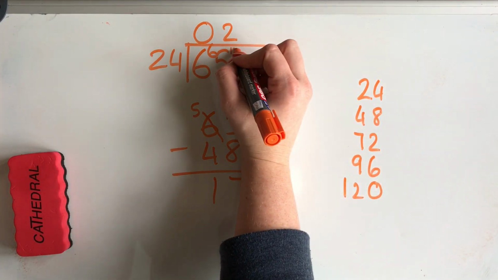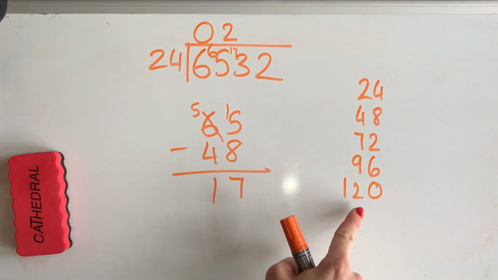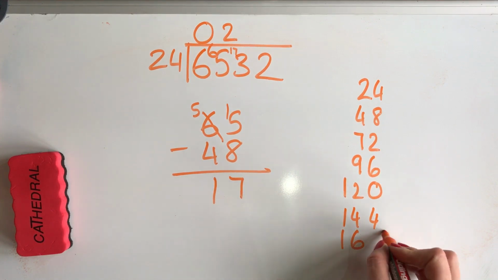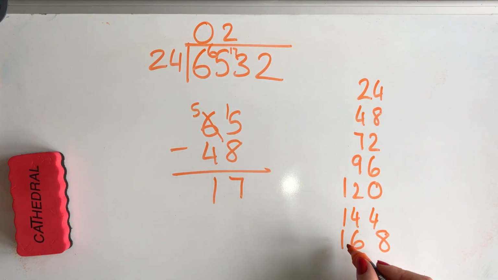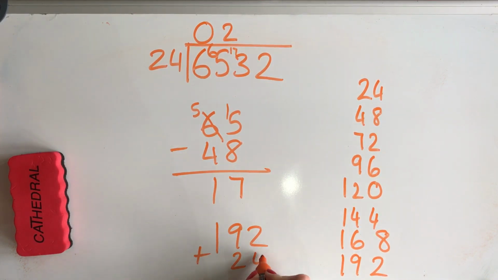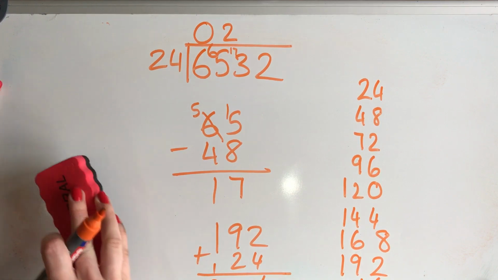So now I've got 173, so I need to carry on with some more. So 144, 168, and then plus 24, that's going to be 192. And then it's going to be 192 plus 24 is going to give me 216. Plus 24 is going to give me 240.